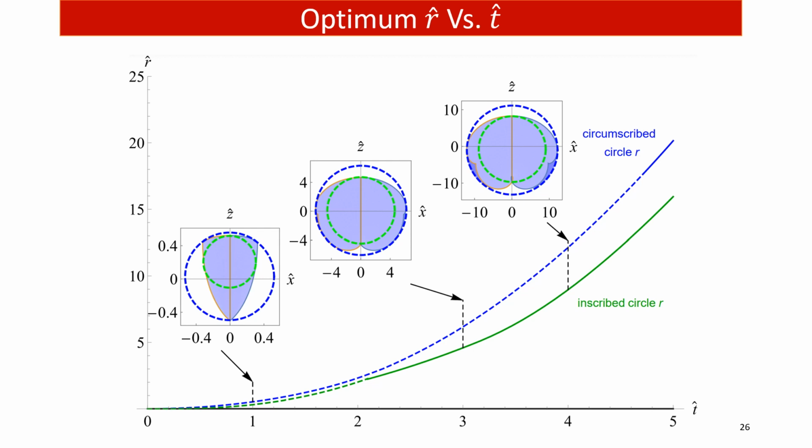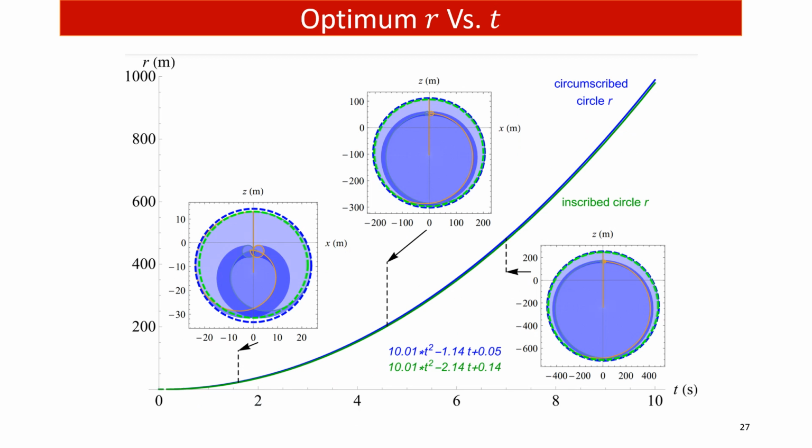This plot shows r hat versus t hat in the dimensionless coordinates for both the inscribed and circumscribed circles. This plot shows r in meters versus t in seconds in the dimensional coordinates for both the inscribed and circumscribed circles. Both fit lines have quadratic growth, and the separation is dominated by a linear term.